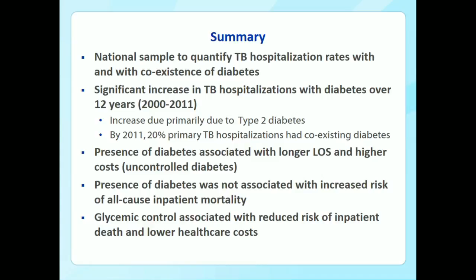So in summary, we used a national sample to quantify TB hospitalization rates with and without coexistent diabetes. We found a significant increase in TB hospitalizations with diabetes over the 12-year period. This increase is due primarily to type 2 diabetes, and by 2011, 1 in 5 patients with primary TB hospitalizations had coexisting diabetes. Presence of diabetes was associated with longer length of stay and higher cost, but we did not find an association between diabetes and an increase of all-cause mortality. Our data did suggest, however, that maintaining good glycemic control may reduce the risk of inpatient mortality as well as lower healthcare costs among TB patients who are admitted with diabetes.